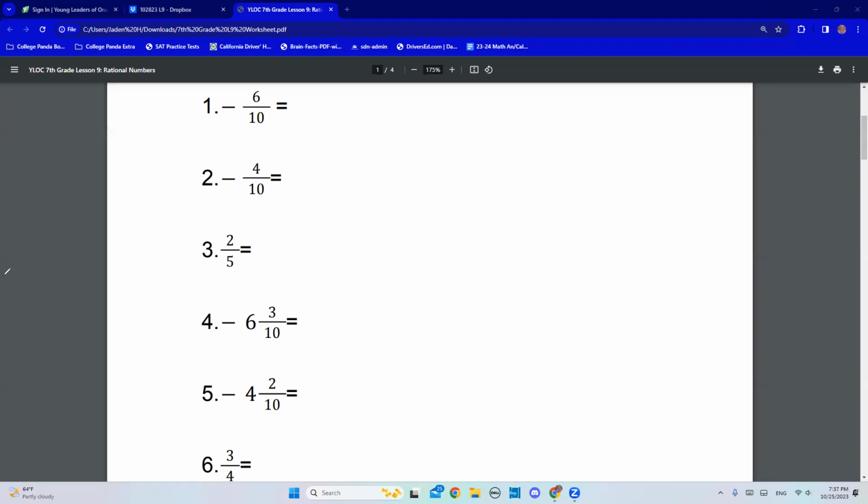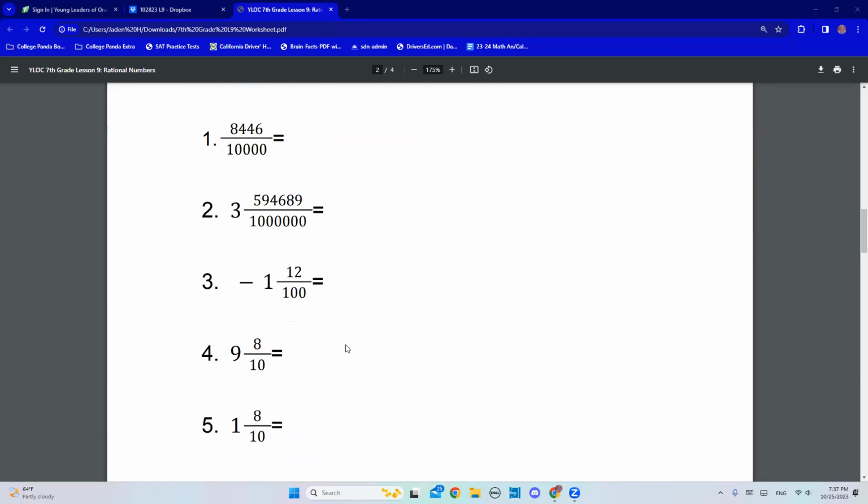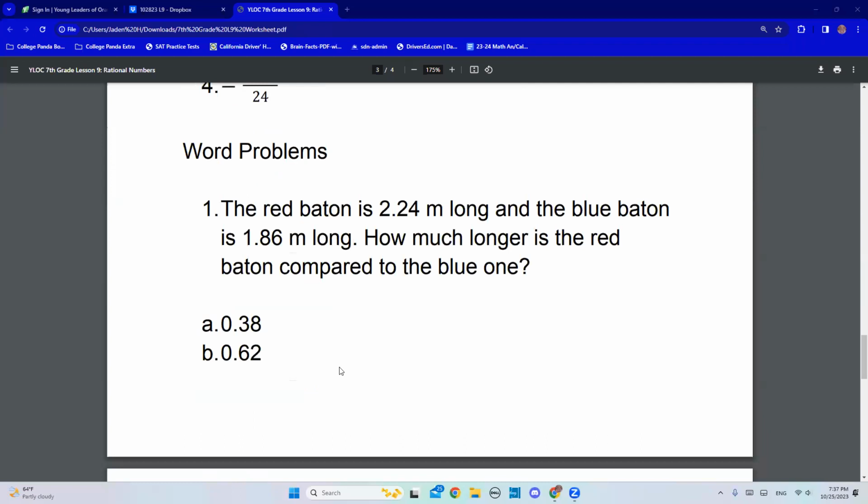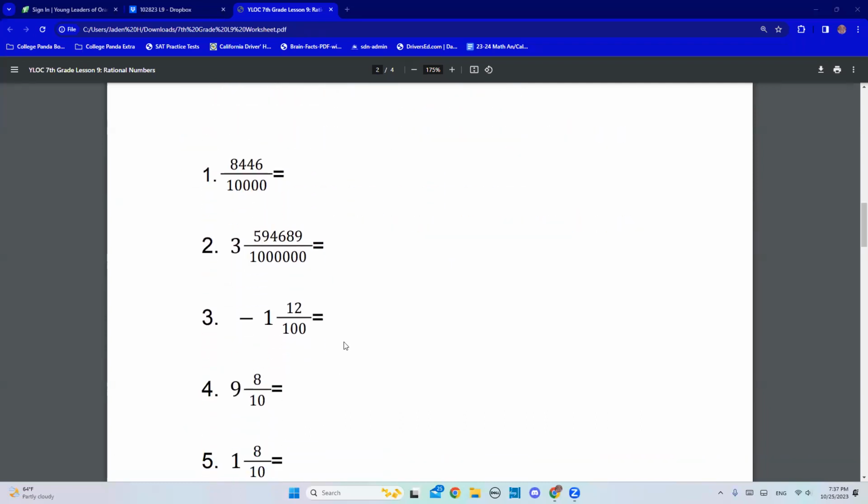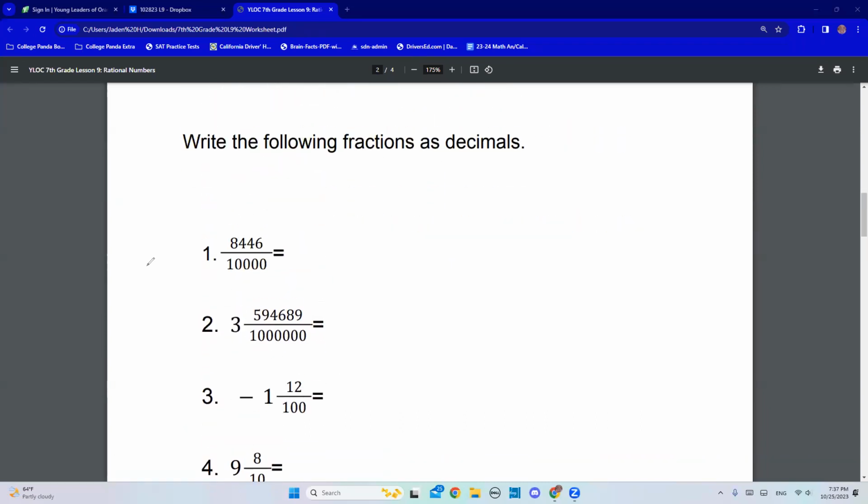All right, let's move on to the next set of problems. So this one consists of doing the same thing, but they gave you improper fractions that are far larger. So this one we would have to divide the numerator by the denominator. If it's already an improper fraction where there are no mixed numbers, you just have to do that.